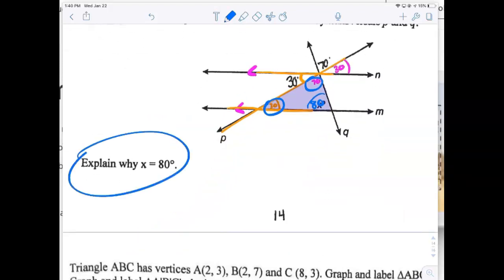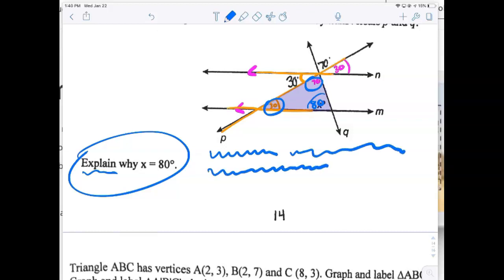The question says, explain why x equals 80 degrees. Anytime it says explain, you have to use words. So you could explain that the 30 was alternate interior, the 70 was vertical, and triangles add up to 180 degrees, so 70 plus 30 plus 80 equals 180. As long as you get the point across and have evidence, you're good.